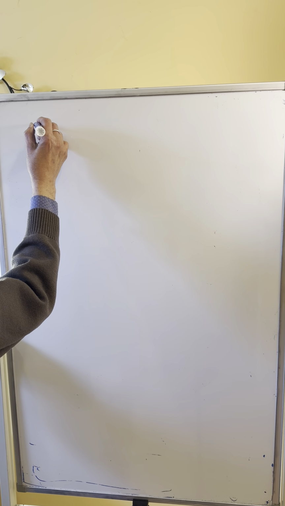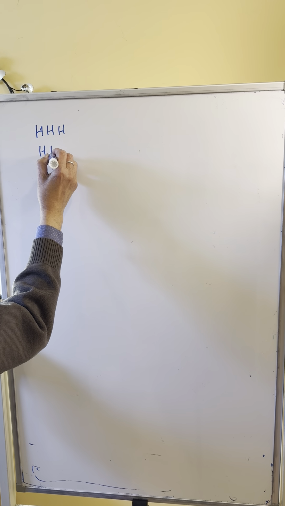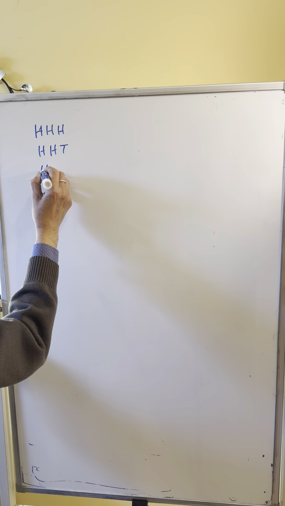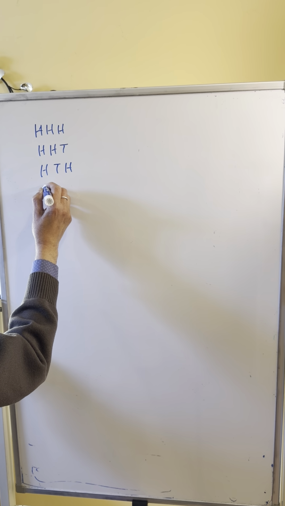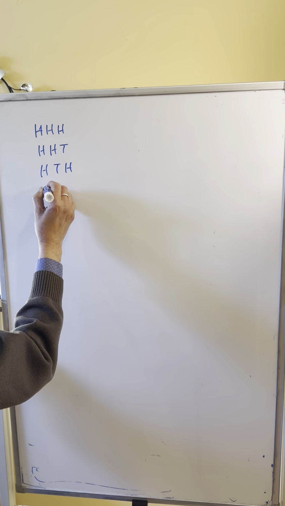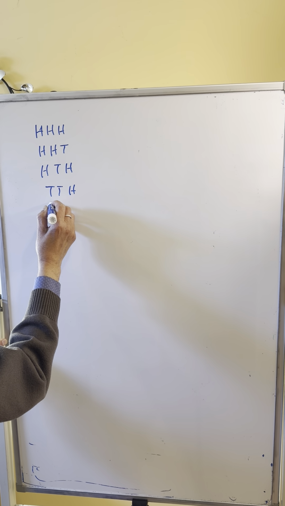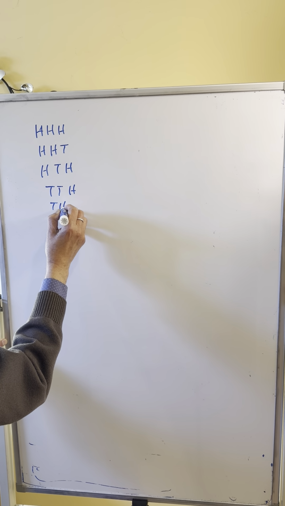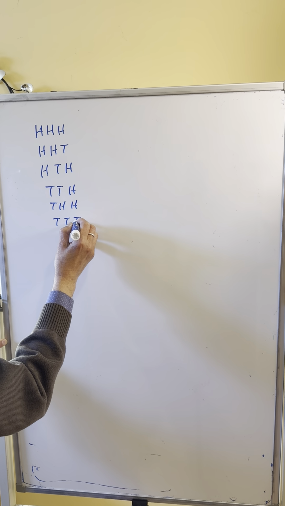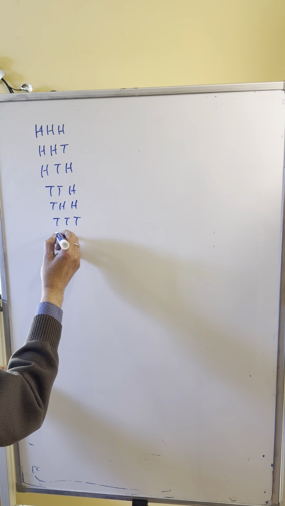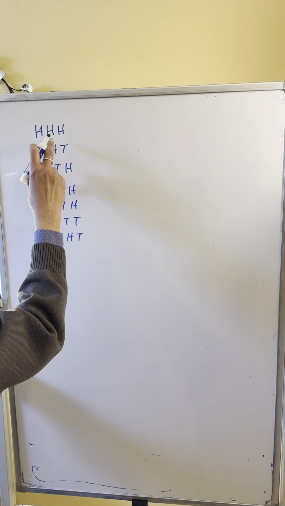So, you can get all heads, for example, or you can get two heads and a tail, or you can get a head, tail, and a head, or you can get two tails and a head, or you can get a tail, head, and a head, or you can get all three tails, or you can get a tail, head, and tail. Why are these three? Because remember, you're tossing the coin three times.